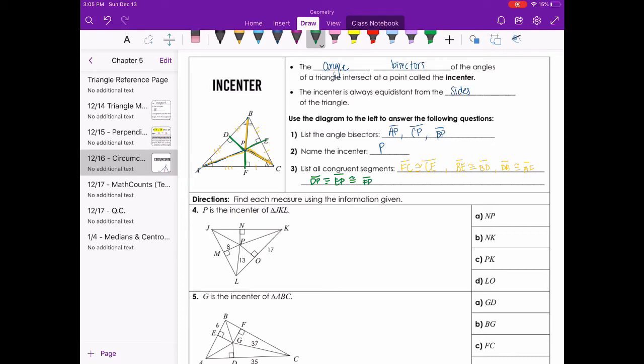Again, I know it's a lot. It's a lot to process, but none of it is too difficult. It's all just about the practice. Okay. So if P is my incenter here, to find NP, which is this one, I know that the incenter is equidistant to all of the sides of the triangle. So they would all have a value then of 8.